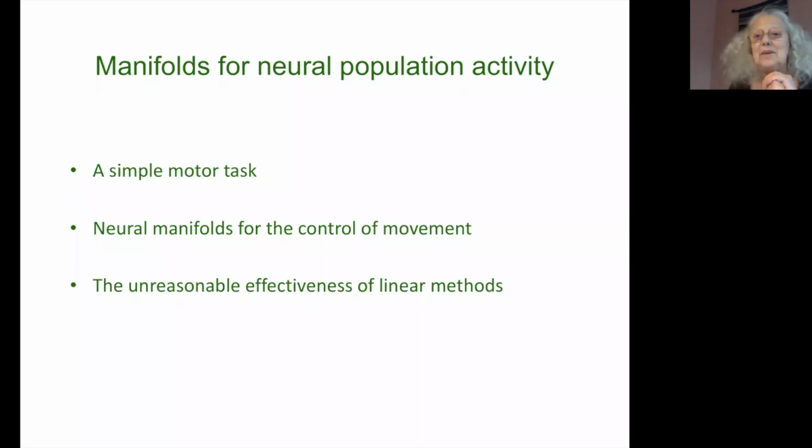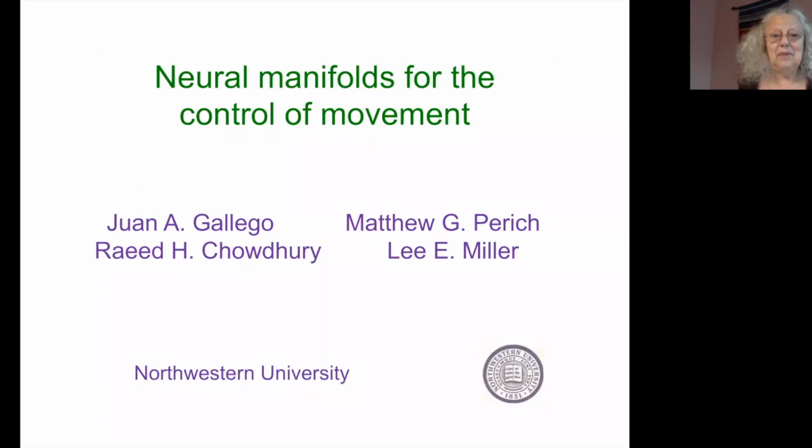territory without some guidance. And I argue that the way in which the linear methods fail gives us guidance for that. On the other hand, linear methods sometimes are unreasonably effective, and that's the example that I'm going to show you has to do with the unreasonable effectiveness of linear methods.